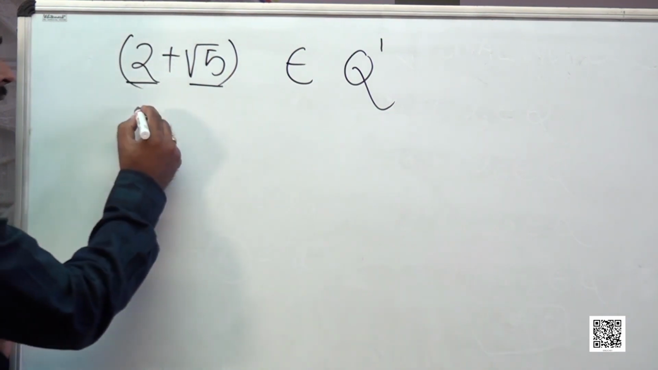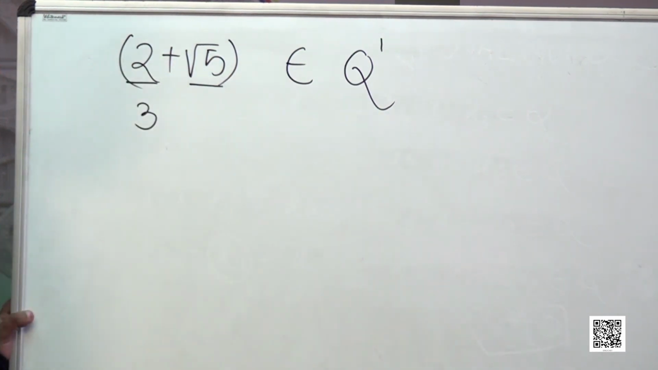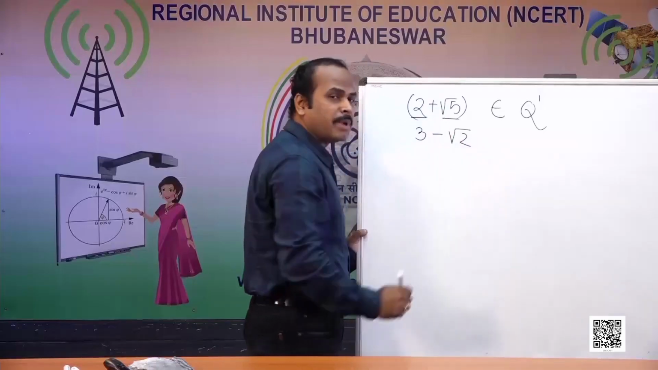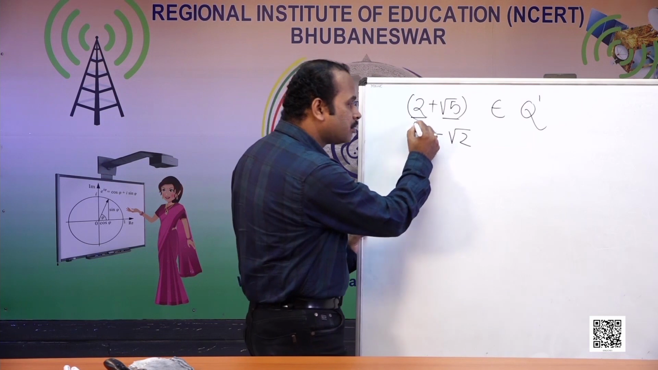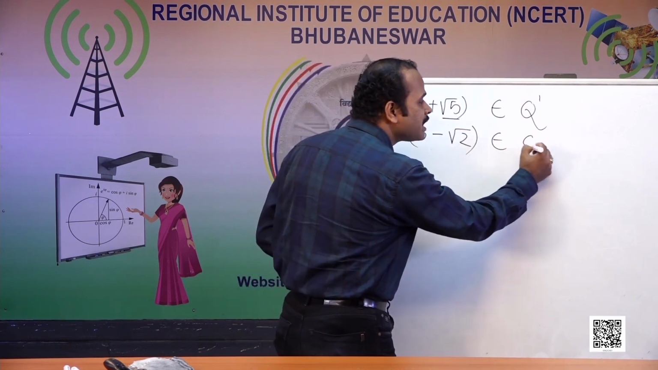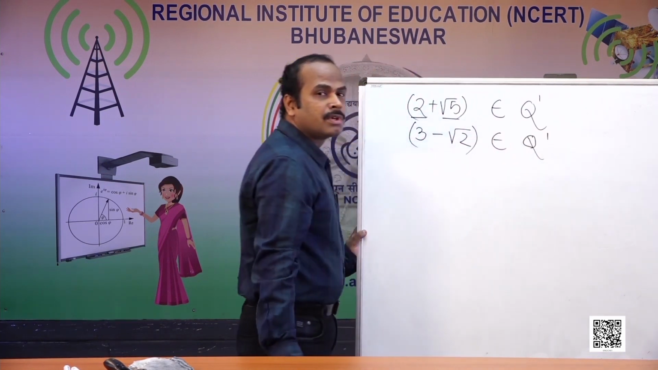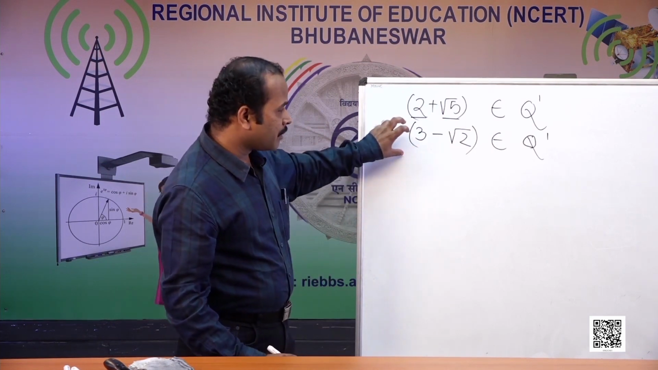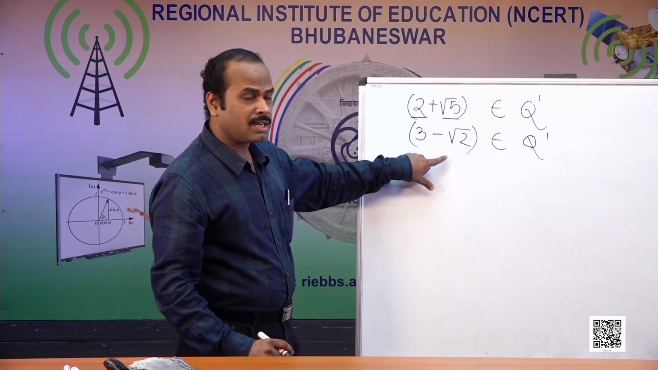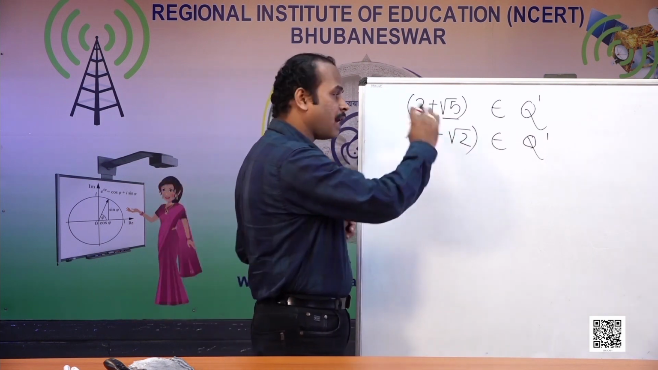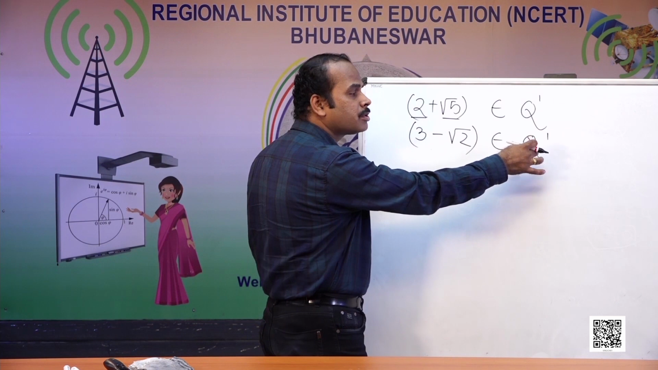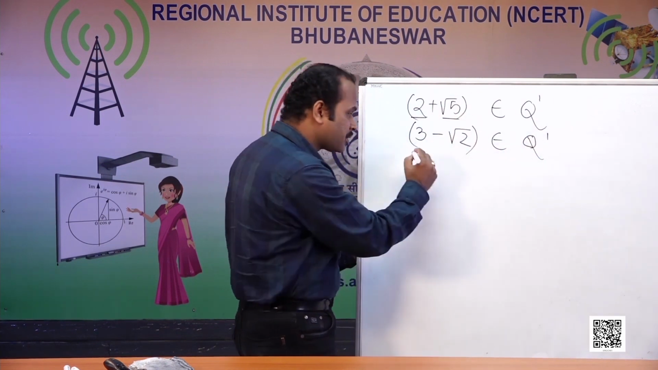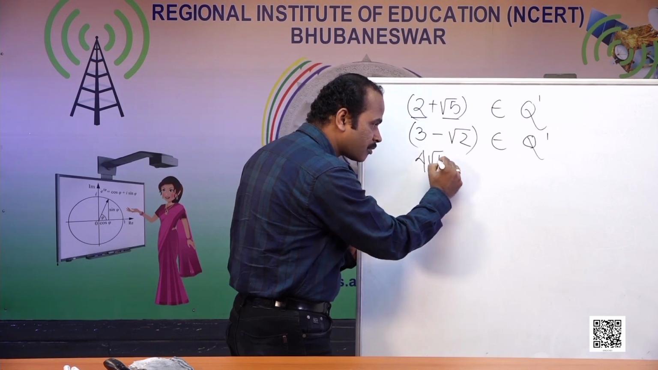Similarly, if I take 3 as a rational number and subtract, suppose, root 2 from it, I will find 3 minus root 2 is also an irrational number. So the difference of two real numbers, where one is rational and the other is irrational, even if I change this order, the result will always be an irrational number.